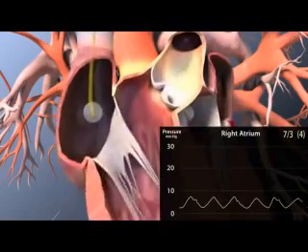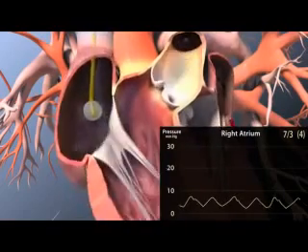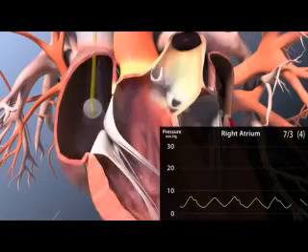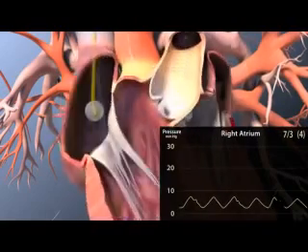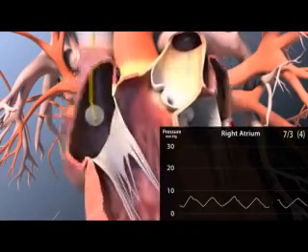Continue to advance the catheter until a right atrial waveform is transduced. From an internal jugular or subclavian vein, the distance to the right atrium is typically 15 to 20 centimeters.